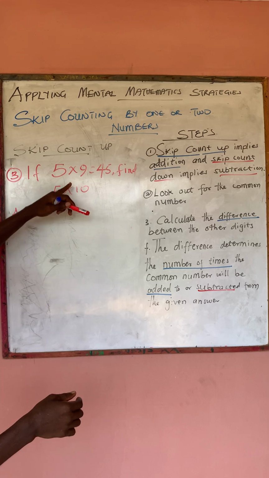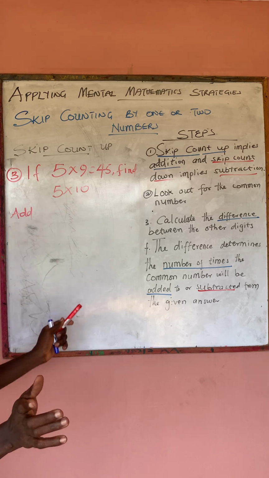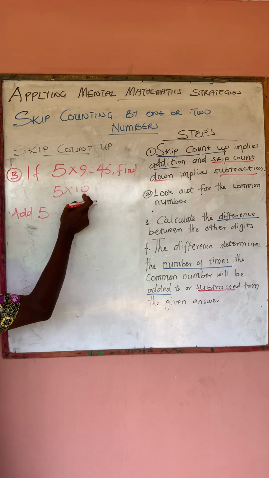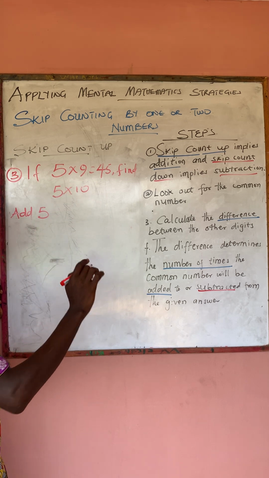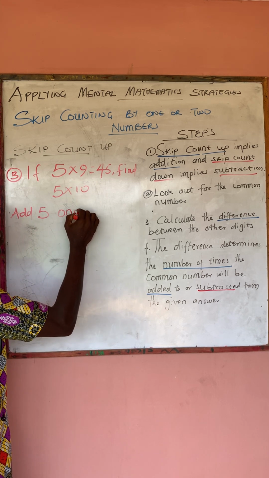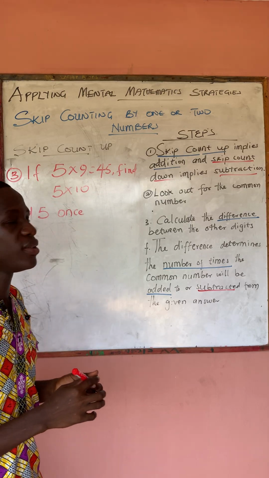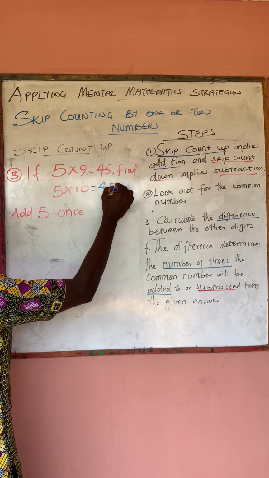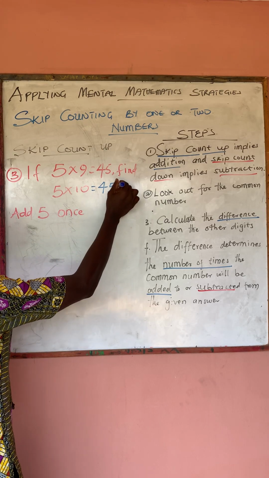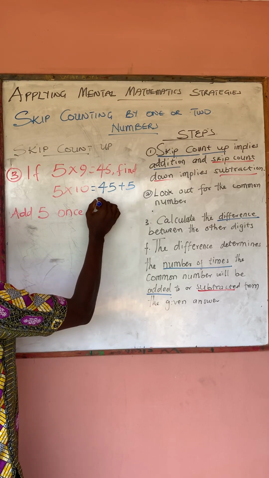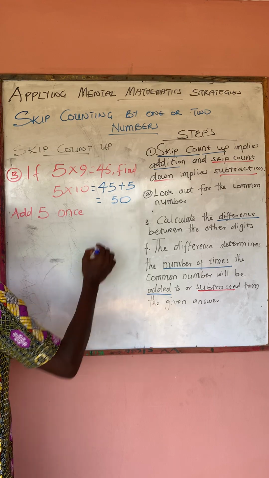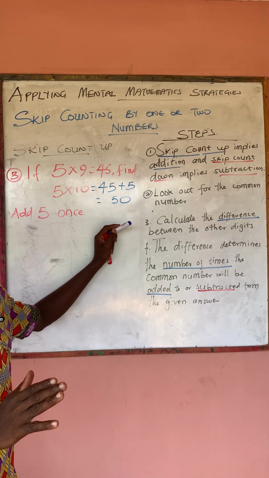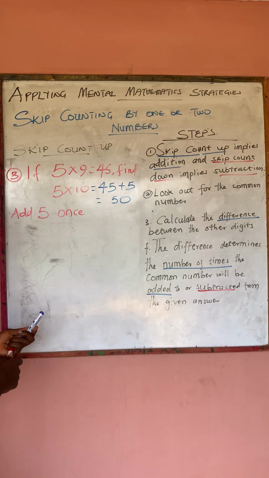Now the common number to the two expressions is 5, right? So we add 5. The difference between 9 and 10 is 1. So we do it once. Alright. So we get our answer to be 45. Now we have to add 5 once, so plus 5. And 45 plus 5 is equal to 50. So 5 times 10 is equal to 50. So I hope you understand it. Let's move on to the next example.